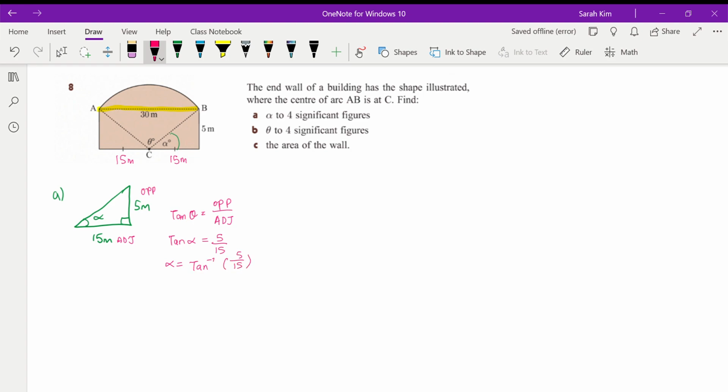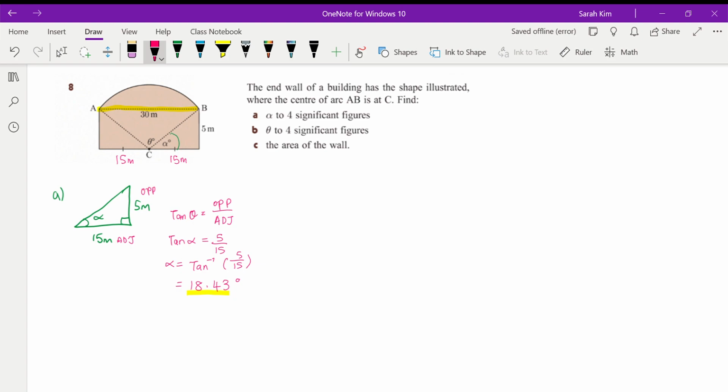Make sure your calculator is in degrees for this one. I get about 18.434. If I want 4 significant figures, I just want to make sure I look at the next digit to figure out if I round up or down. So I round down: 18.43 degrees.